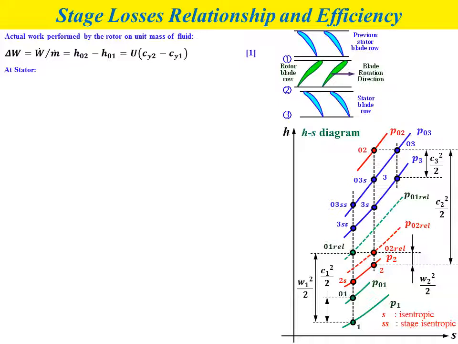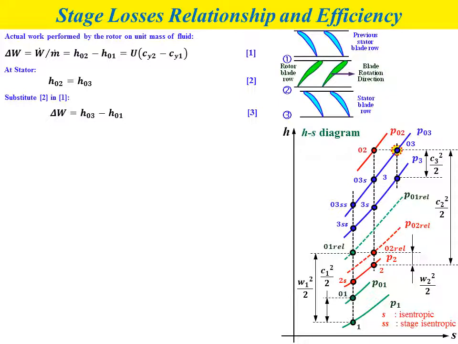Okay, at the stator, we know the special relationship for the stator: the stagnation enthalpy at the inlet of the stator equals the stagnation enthalpy at the outlet of the stator. That is represented by equation number 2. So substitute equation number 2 into equation number 1. So for the actual work, we can obtain delta W equal to the stagnation enthalpy at the outlet of the stator H03 minus the stagnation enthalpy at the inlet of the rotor H01, represented by equation number 3.